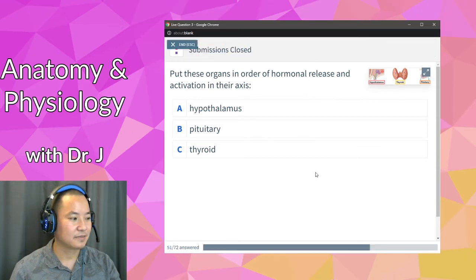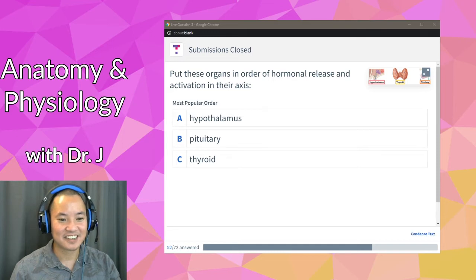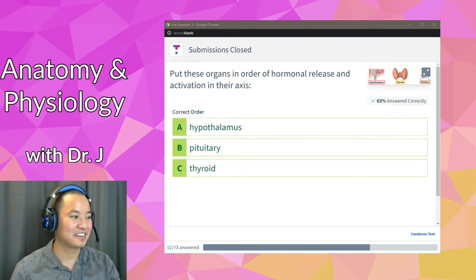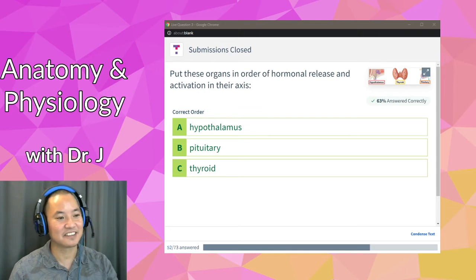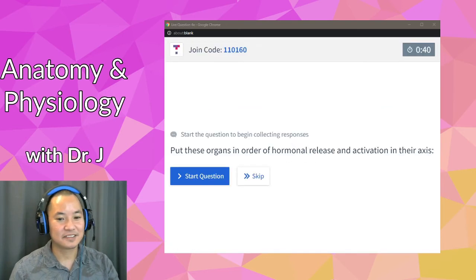All right, let's see what people said. The funny thing is that that's already in the correct order. So this is the most popular order, and this is the correct order. It is hypothalamus, pituitary, thyroid. Next one. Actually, let's test it again.